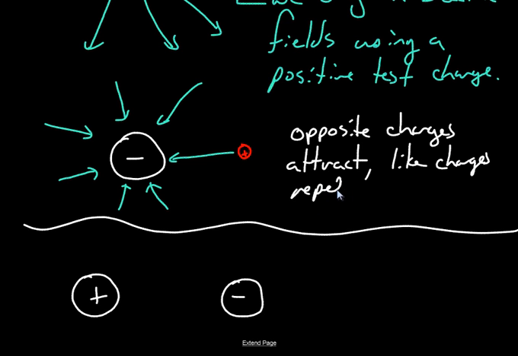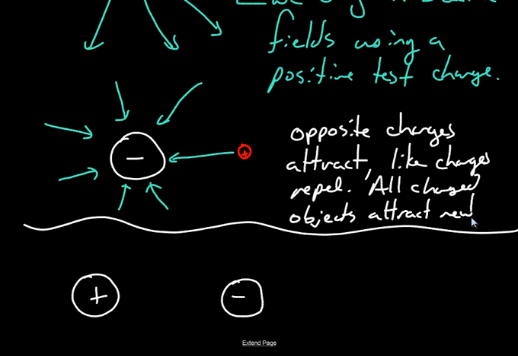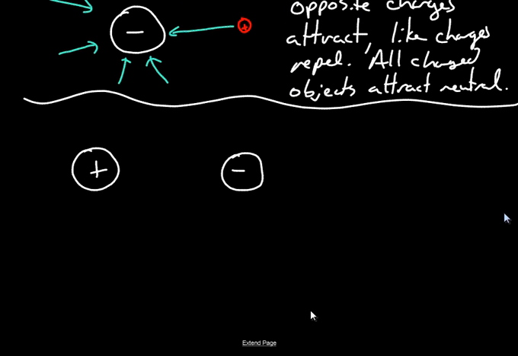And all charged objects attract neutrals. That's because neutrals are made of charge, and those charges can sort of move around inside the neutrals. So even though they're not fully charged, they can become partially charged enough to attract to a larger field.